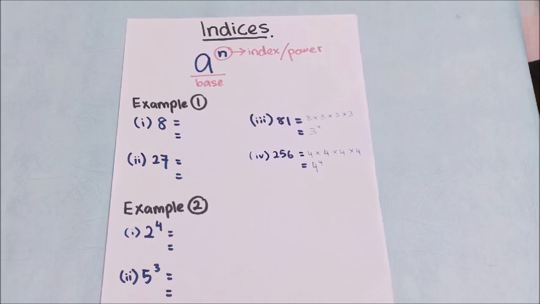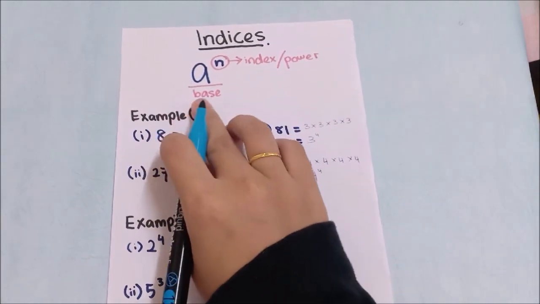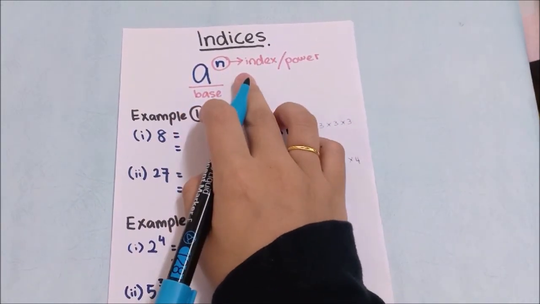So today I'll talk about indices. There are 10 laws of indices, but let's start by knowing what indices is first. Indices is a number that is expressed in the form of index notation, which is also known as a to the power of n. As you can see, a is the base and n is the index or power.